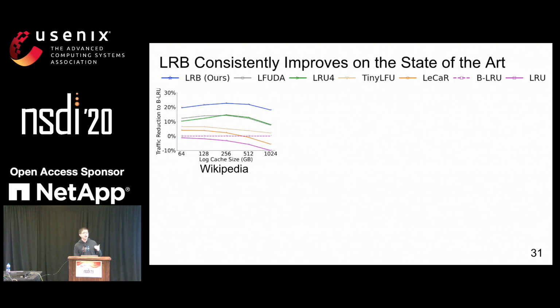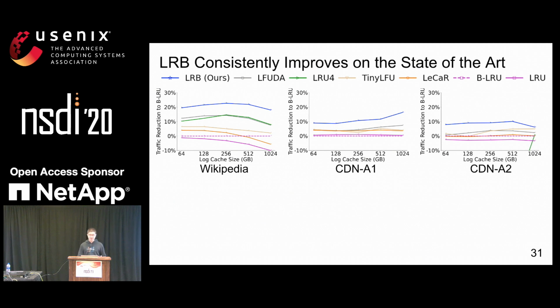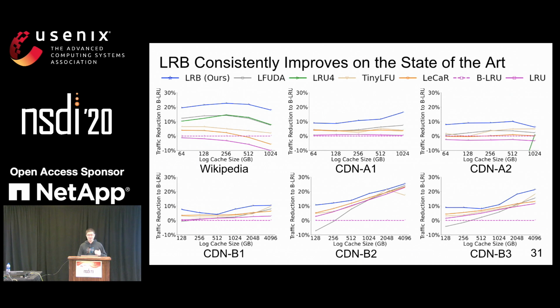In addition to the Wikipedia trace, we also test LRB on the other 5 traces from the other 2 CDNs. Here are the results from 2 traces of CDN A, and LRB reduces traffic over the industry standard and state-of-the-art algorithm. We see similar results in 3 traces from CDN B. By looking at these traces together, we found that except LRB, no other algorithm is robust on all traces. And note that even at a large cache size, 4 TB for example, the improvement is still huge.